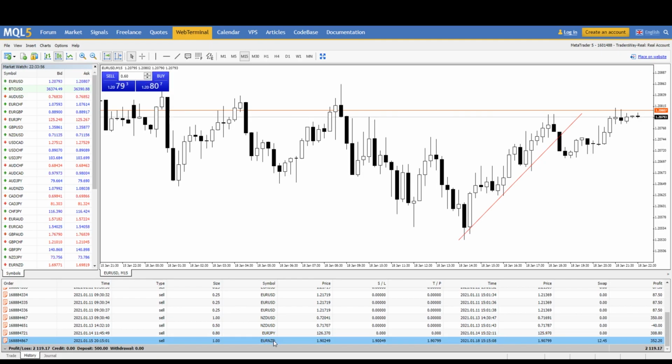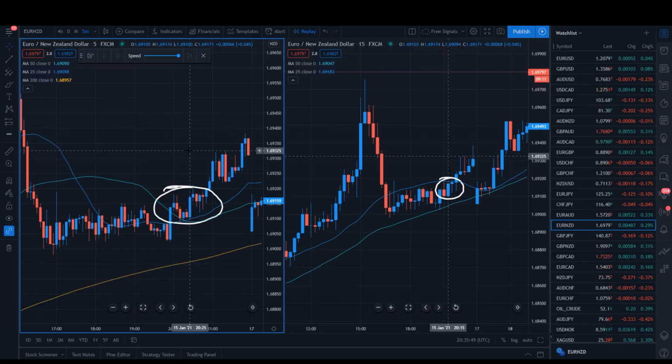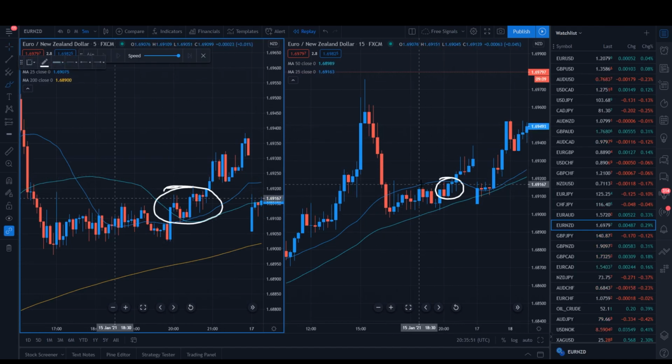And the last but not least, Euro NZD trade. This was a swing trade. Yeah, we actually kept this trade open for 3 days. As you can see, we have a little swap rate, $352 in profit. So let's see. So this is my Euro NZD trade. I actually meant to scalp this trade.